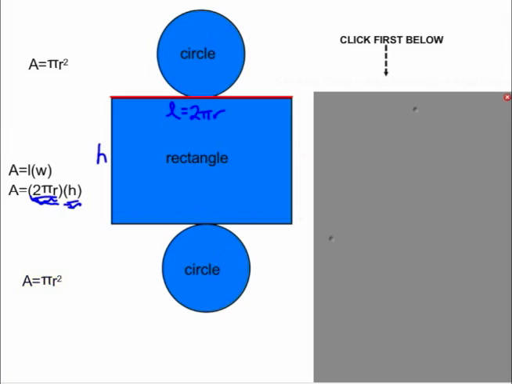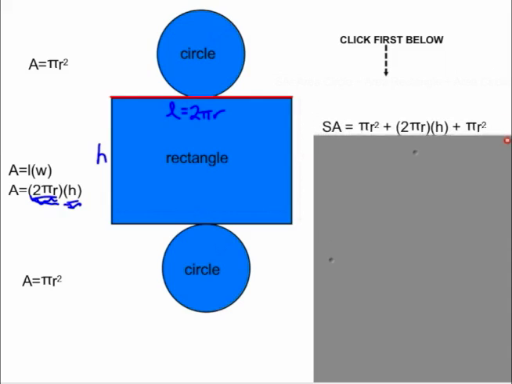So let's try to put everything together. So basically, to find the surface area of this shape, we're adding a circle. Looks like a composite figure. Two circles plus a rectangle, or circle, rectangle, circle. We're going to add them all together, the areas of each of those shapes. So here's the surface area.